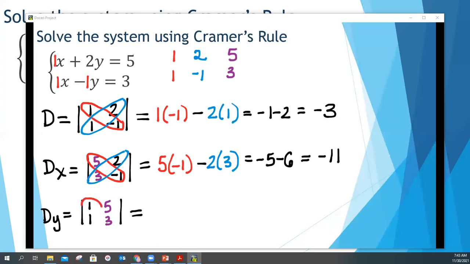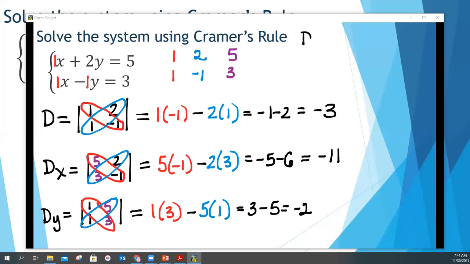And then for y, we have 1 times 3 minus 5 times 1, which is 3 minus 5, and that's -2. So your solution, so x is equal to your dx divided by d, and y is equal to your dy divided by d.